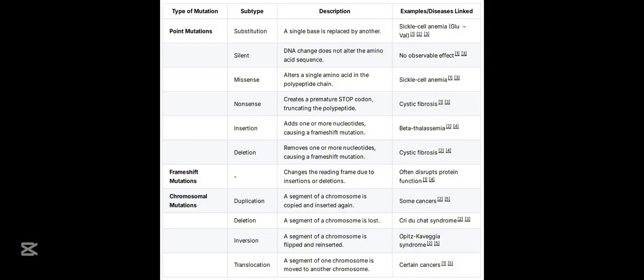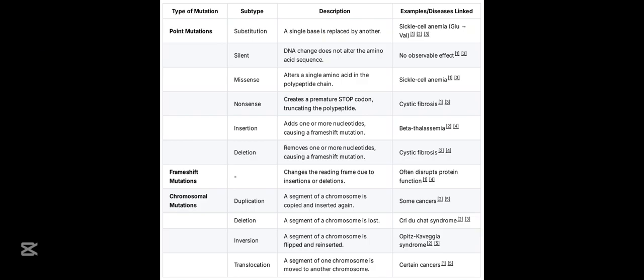Exactly. So you could have a same-sense mutation, which is also called a silent mutation. Same sense, so the meaning stays the same. Precisely. The DNA changes, the mRNA codon changes, but it still codes for the same amino acid. Whoa, so even though there's a mutation, the protein doesn't change at all. That's right. It's because the genetic code has some redundancy built in. Meaning multiple codons can code for the same amino acid.